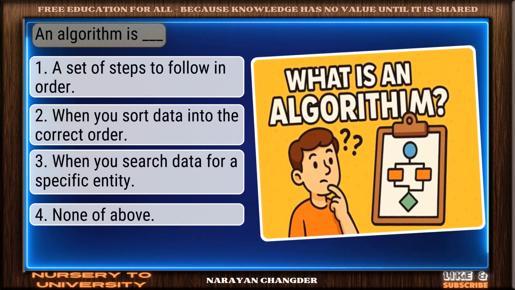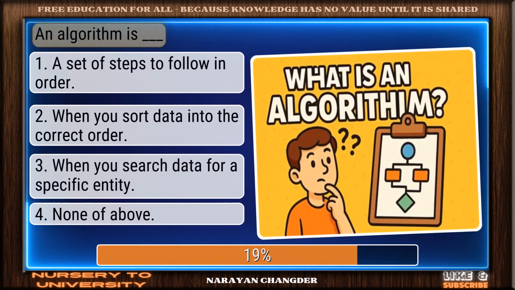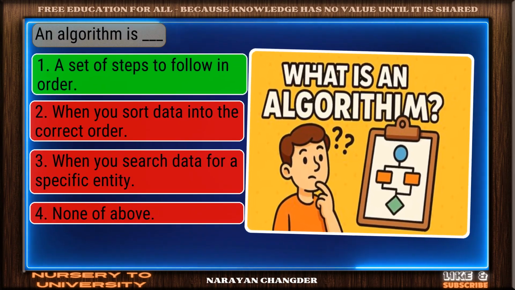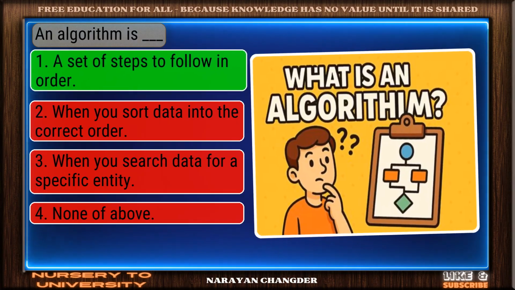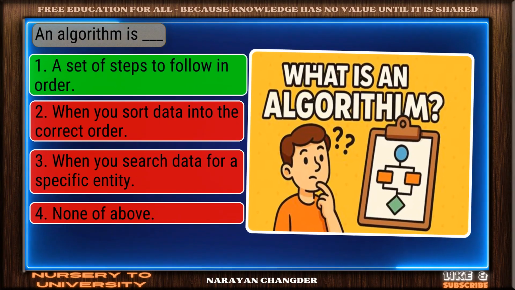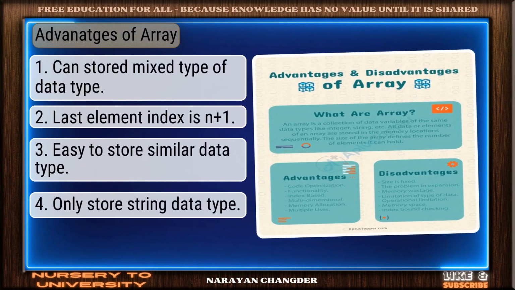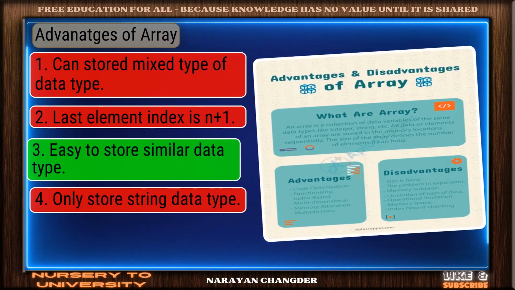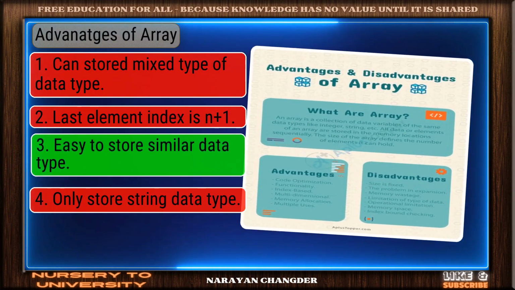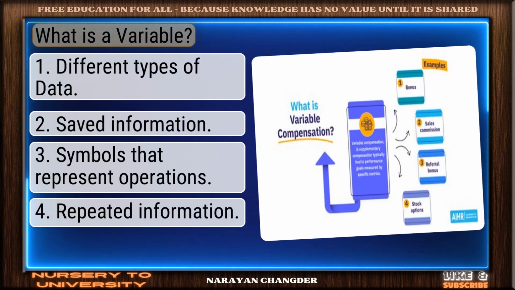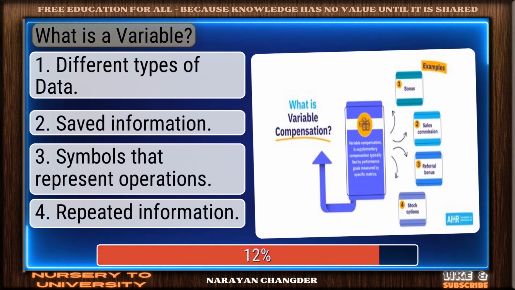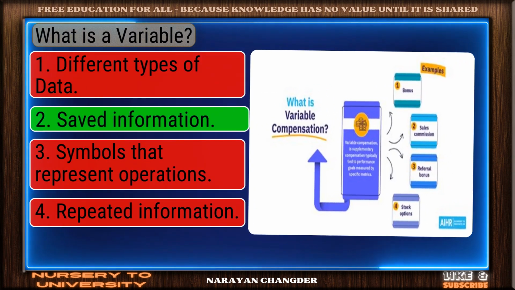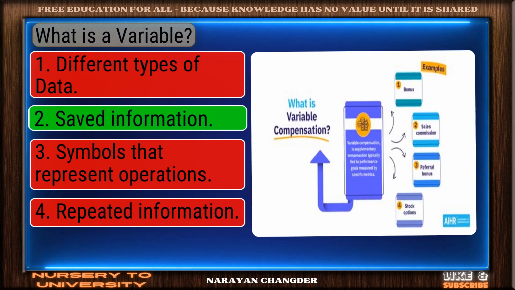Question number 63. An algorithm is dash. Nice selection. A set of steps to follow in order is the correct and valid answer. Question number 64. Advantages of array. Smart move. Easy to store similar data type is an accurate answer. Question number 65. What is a variable? Strong choice. Saved information is the right answer.